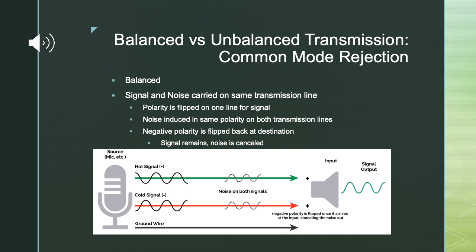On a balanced cable, however, the signal and noise are still carried on the same transmission line. However, the polarity is flipped on one line for the signal. Noise is induced in the same polarity on both transmission lines. The negative polarity is then flipped back at the destination. This causes the signal to remain and the noise to be cancelled.